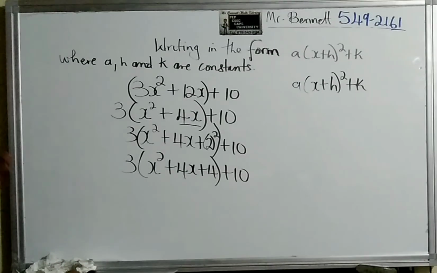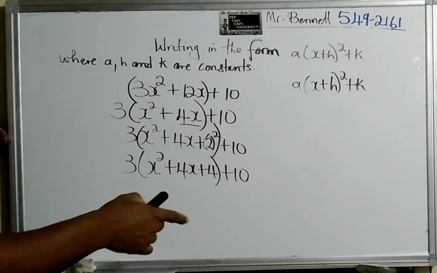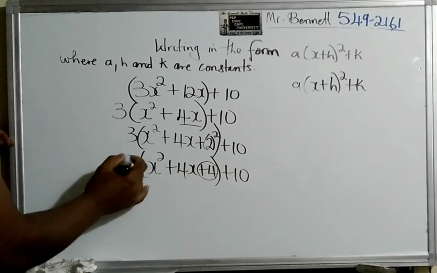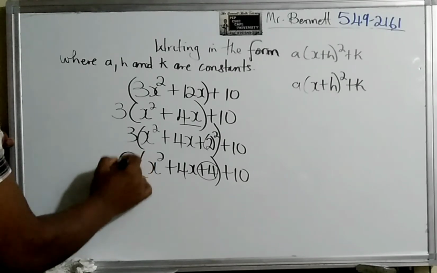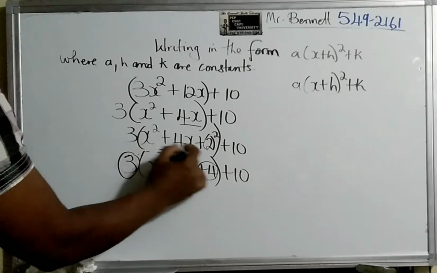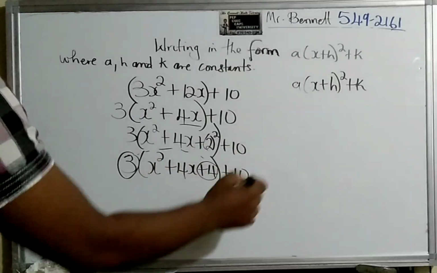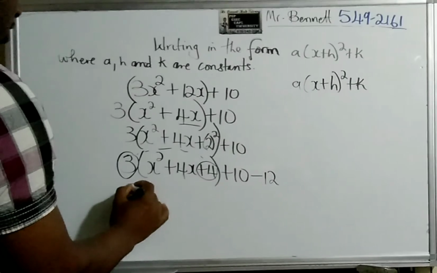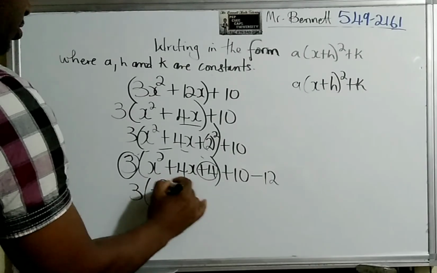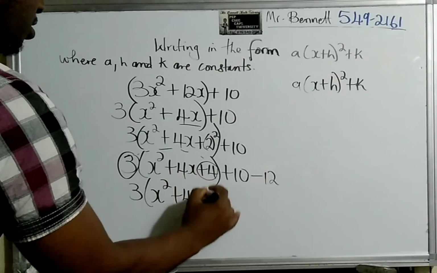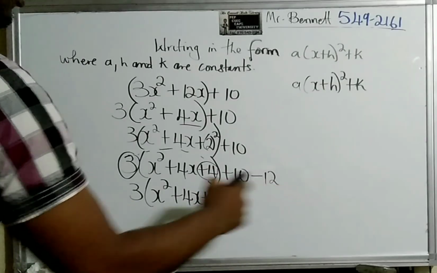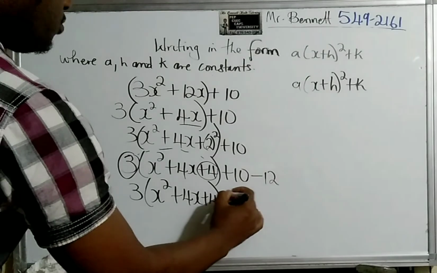Now remember, we put in a plus 4 that was not originally there. So in order to balance the equation, we must take out this plus 4. But remember, the bracket means multiply. So it will be 3 times the 4. And 3 4s is 12, so we minus 12. Let us tidy it up. 3(x squared plus 4x plus 4), 10 minus 12 would be negative 2.